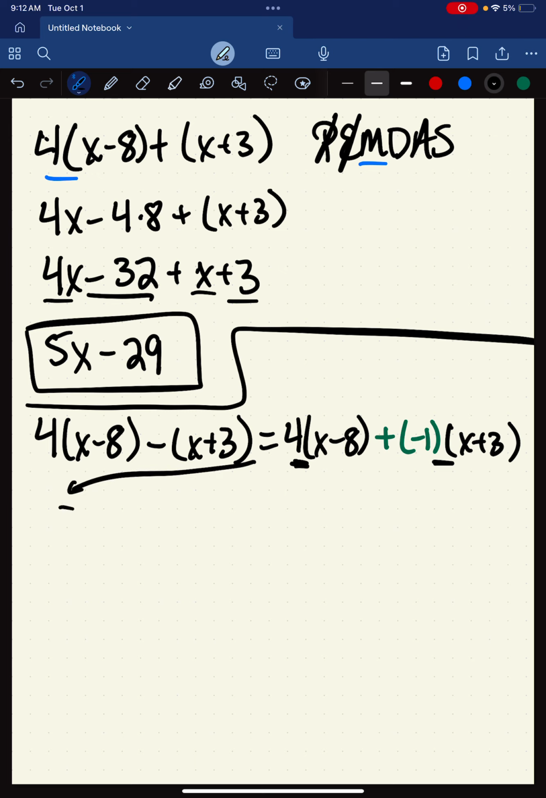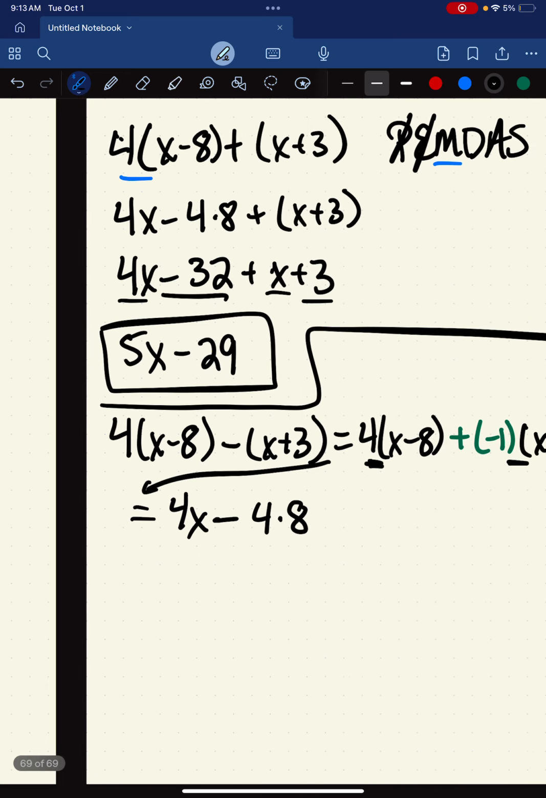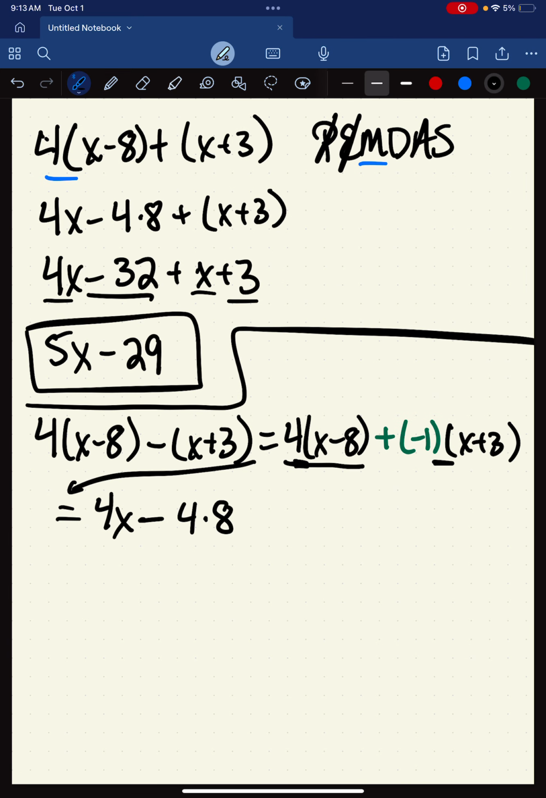I'm going to drop the equal sign over here. 4 times (x minus 8), we have 4 times x, and we have 4 times 8. If you remember from the previous page, I'm going to use this property here to say that that is just that.